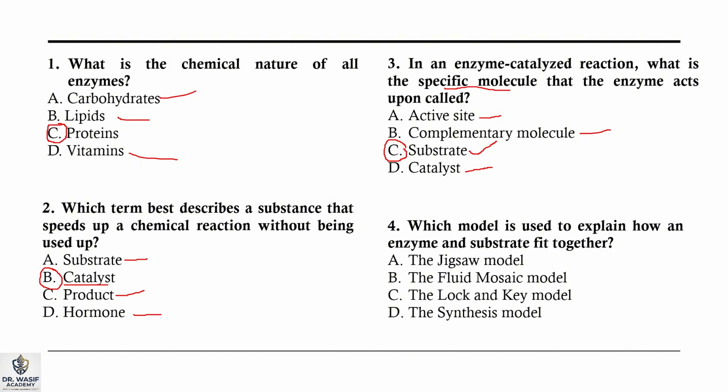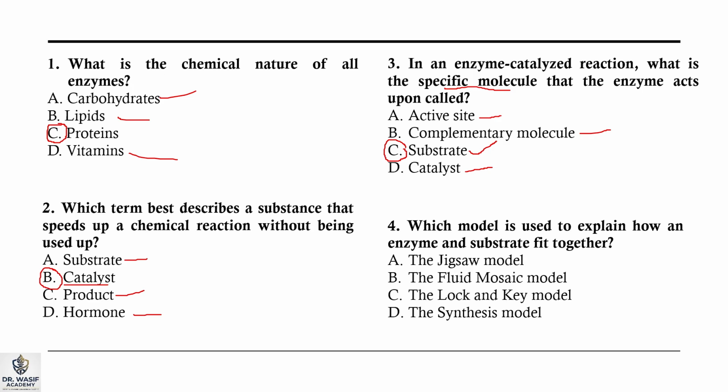Now let's move on to question number 4. This question focuses on the famous analogy we use to visualize how these molecules interact. The question is, which model is used to explain how an enzyme and substrate fit together? Your choices are the jigsaw model, the fluid mosaic model, the lock and key model, and the synthesis model.